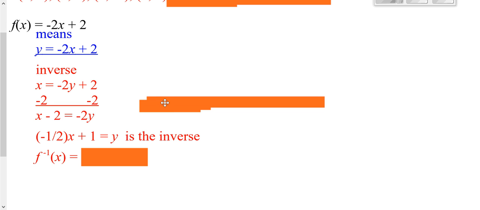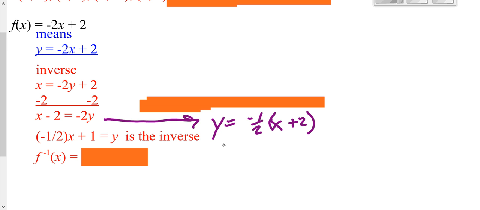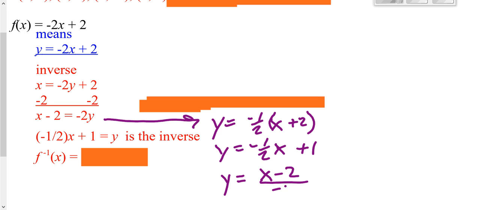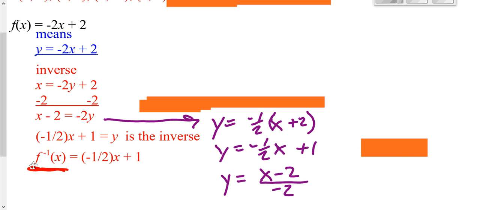So you could write it as y is equal to -1/2 times (x plus 2) in parentheses. You could distribute it through: -1/2 x plus 1. You could write it also as (x minus 2) over -2. Any of these would be appropriate ways to write it, but your final answer needs to have this written right here. No matter which one of those three on the right you chose to use, you need to go f inverse of x equals those.